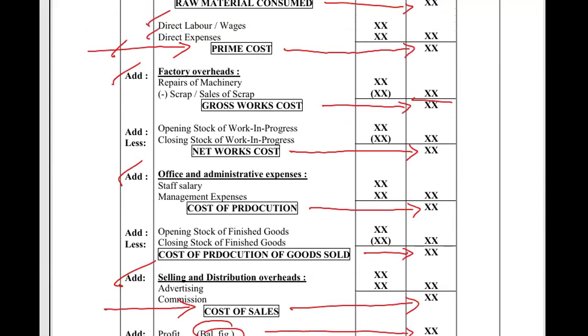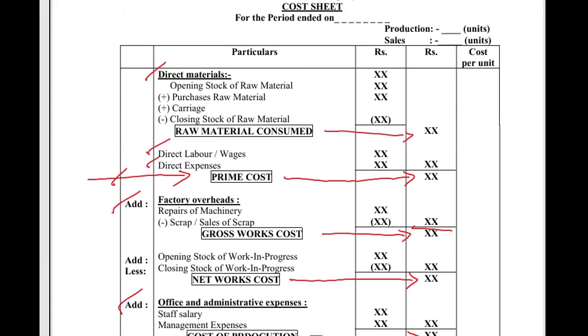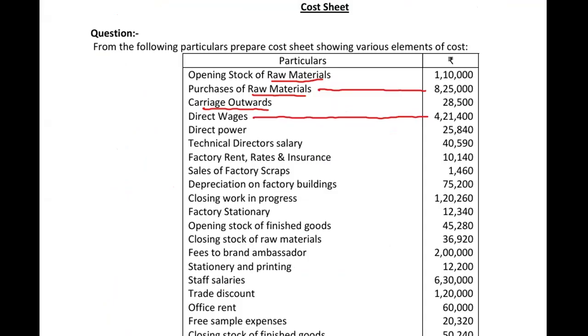We have seen direct materials. In that, opening stock and purchase with carriage inward will be coming, and the closing stock. Direct labor is given here. Direct labor wages is also called labor. Direct power is given, 25,840. Technical director's salary is given, 40,590. Factory rent, rates and insurance is given, that is 10,140.